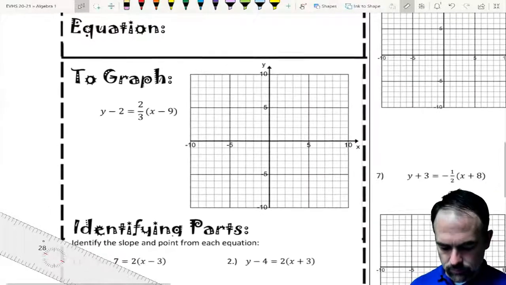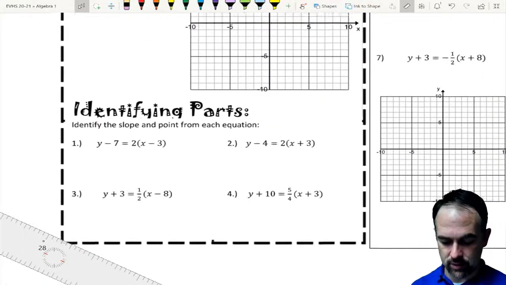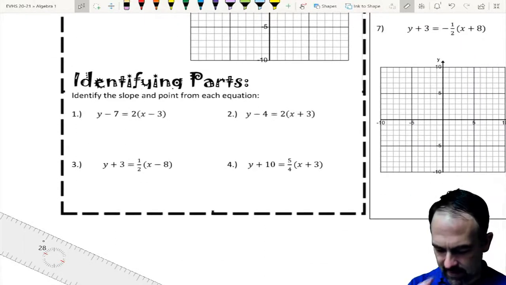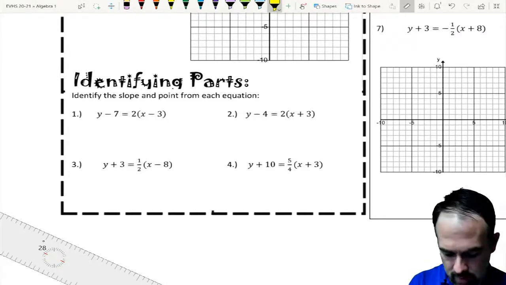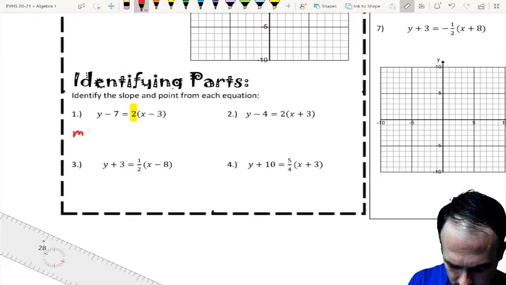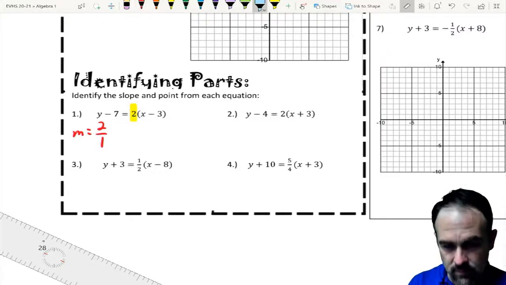Now, I'm going to go down and do this identifying parts section first, and we'll come back and do this graph in a second. Now, we practiced this the other day, in the first lesson of this unit. What we're going to really focus in on here is what is the slope and what is the point. Now, the slope is that number out in front of the parentheses, 2 over 1.